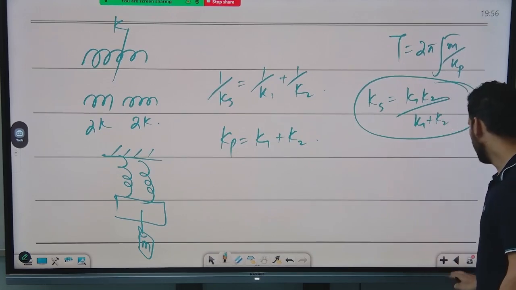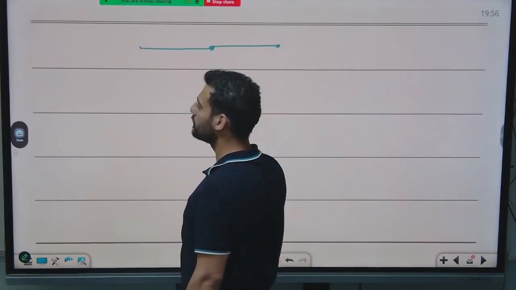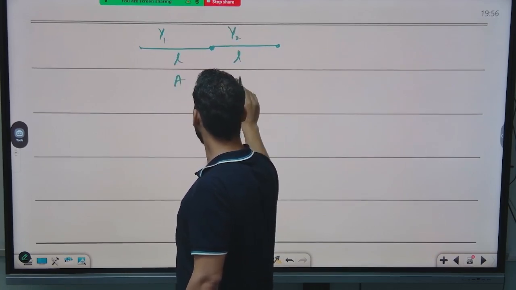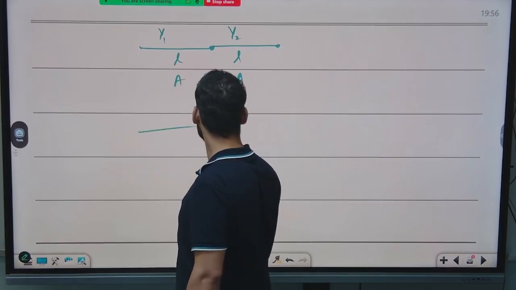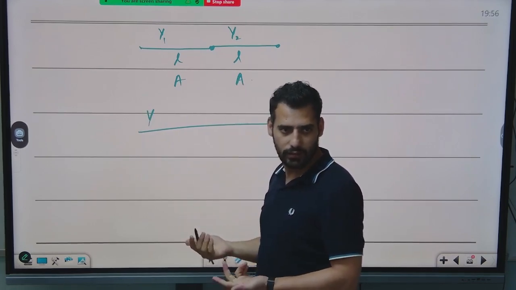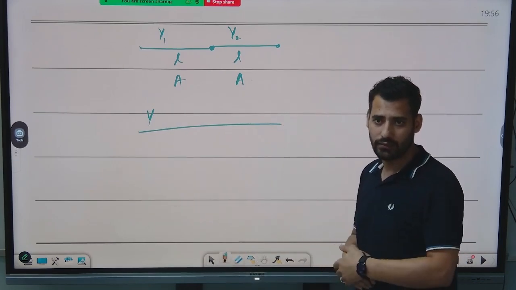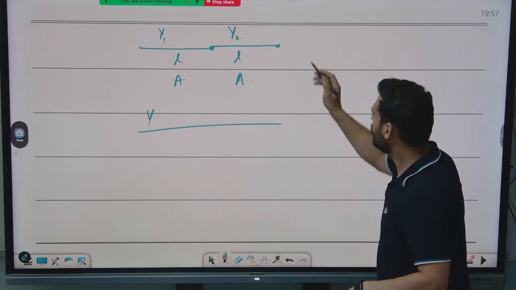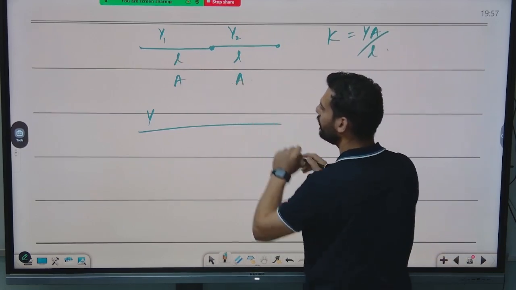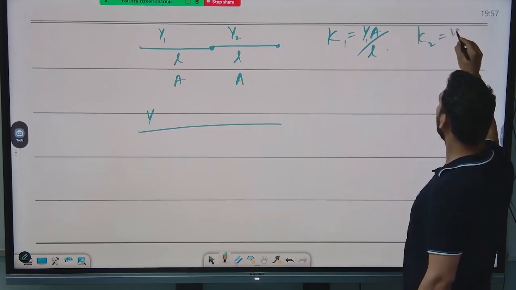For example, you have two wires. One is this and the other one is this. Y1, Y2, length L, L, area A, area A. The question is, if I make a single wire, what will be its Y effective? First of all, if I make a single wire, let me find its effective k. For k, we have the equation YA by L. What about k1? It will be Y1 A by L, isn't it? What about k2? Yes, Y2 A by L.